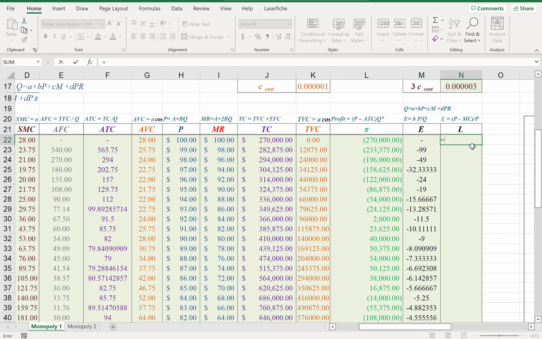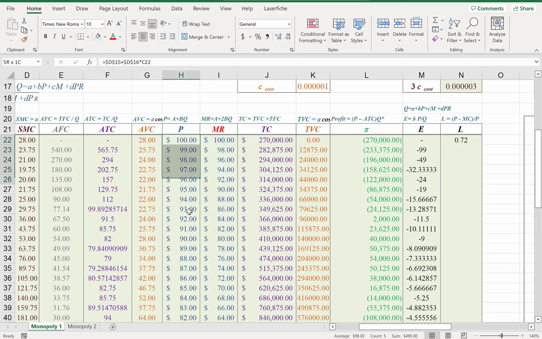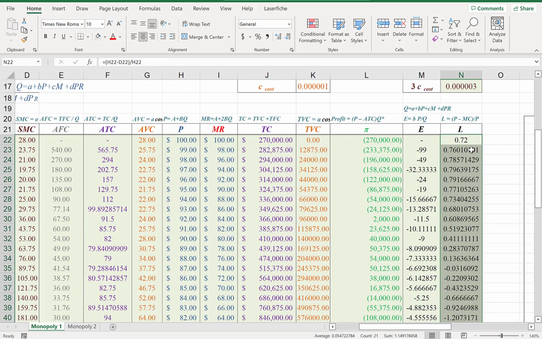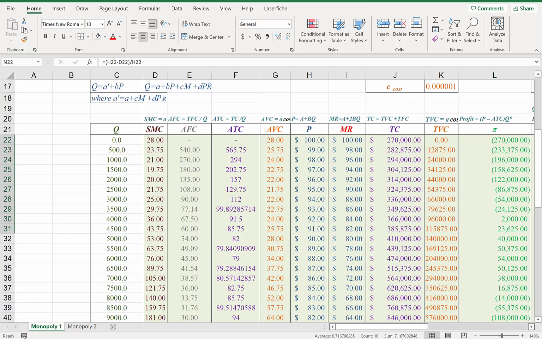Lerner index. This is price minus marginal cost divided by price: open parentheses, price minus SMC, close parentheses, divided by your price again. This can change, so it is going to change across different numbers, so we're not going to fix this number. As you can see, the Lerner index turns even negative at some point. But the larger it is, the more market power you have. Just remember that.